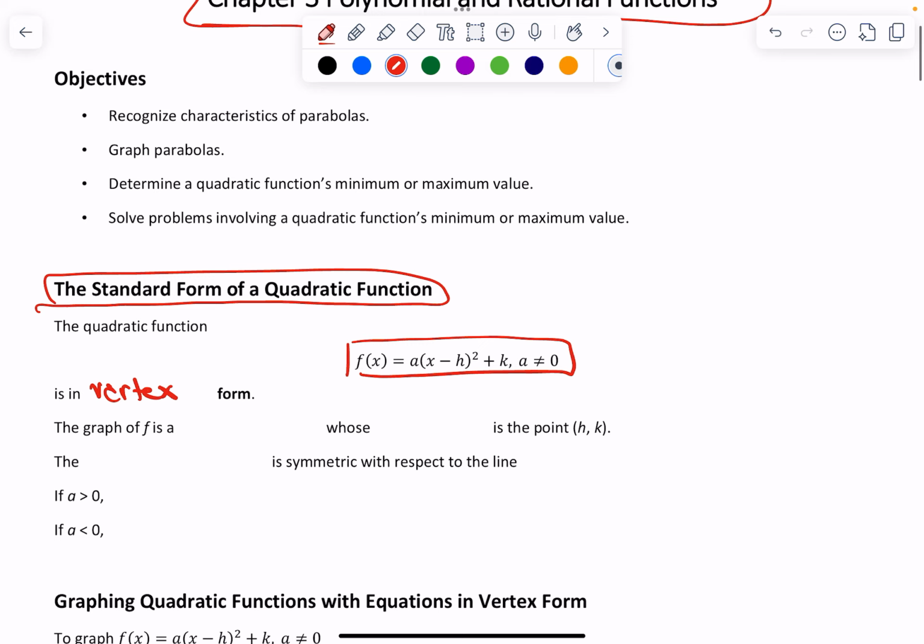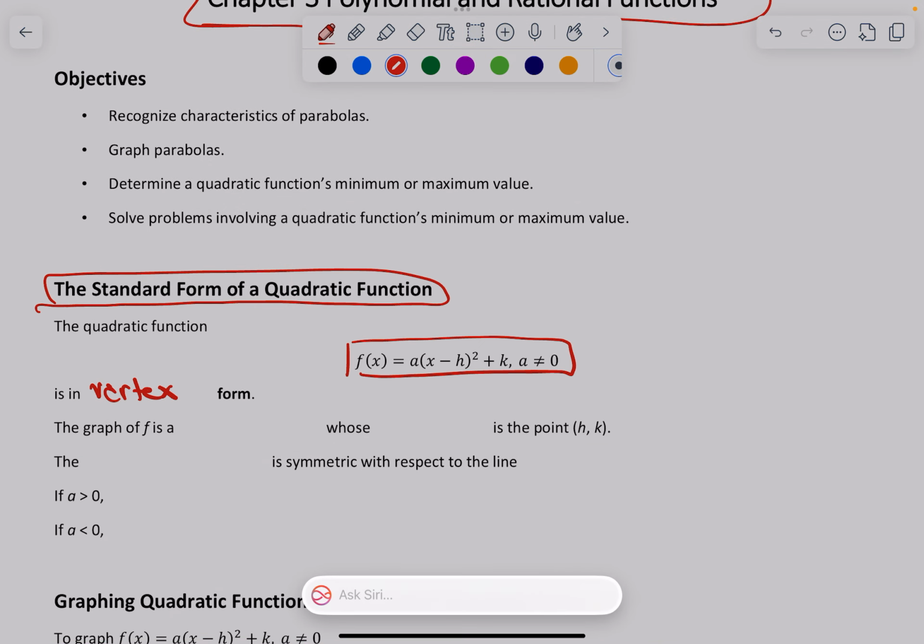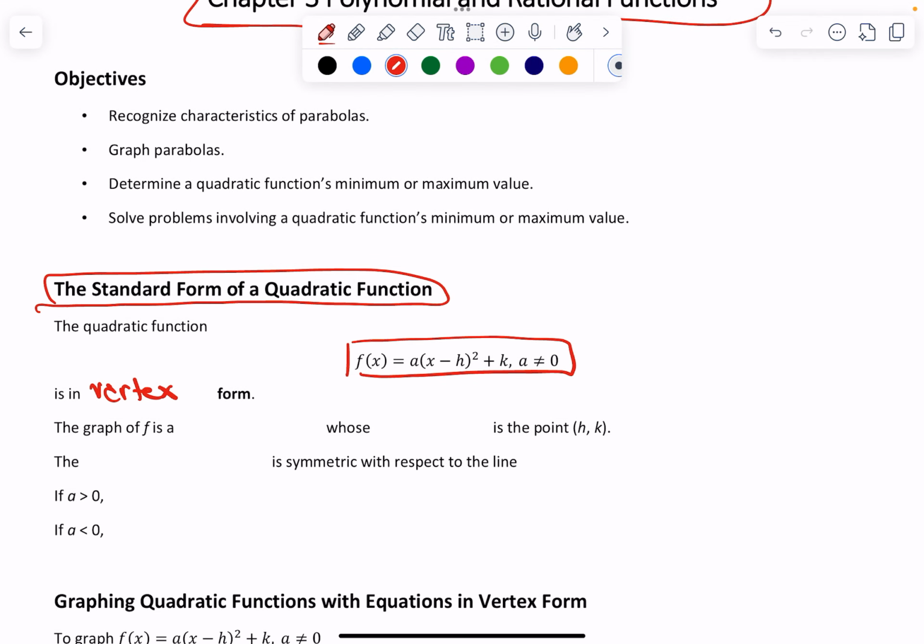The graph of f is a parabola whose vertex is the point (h, k).